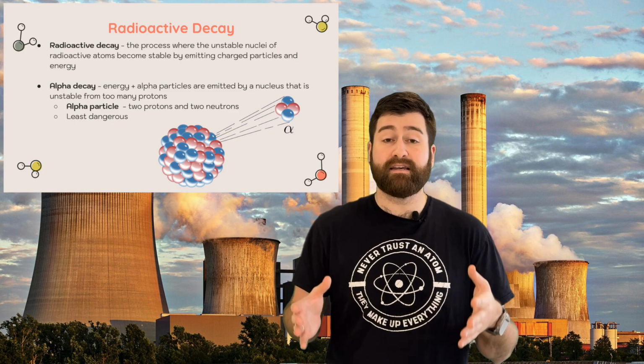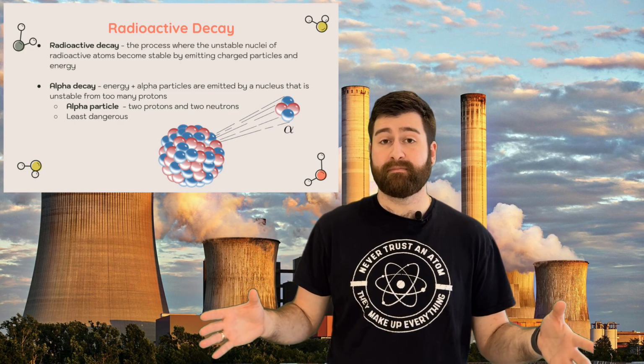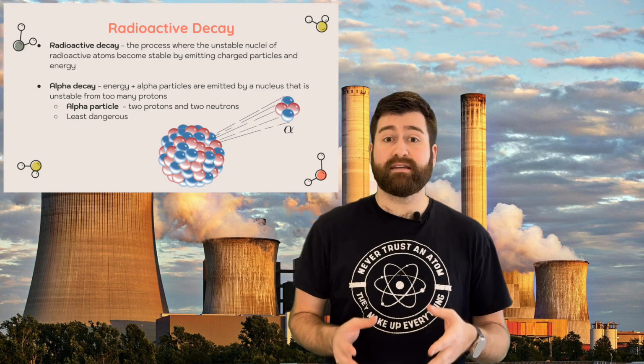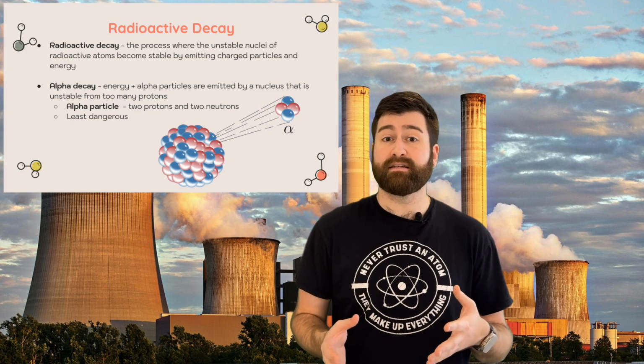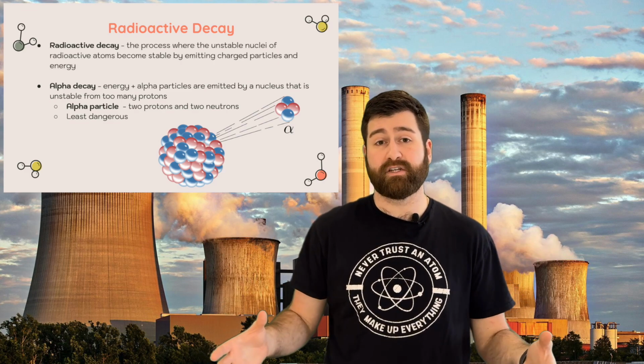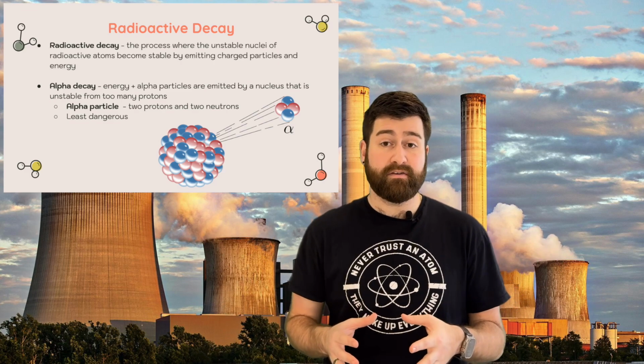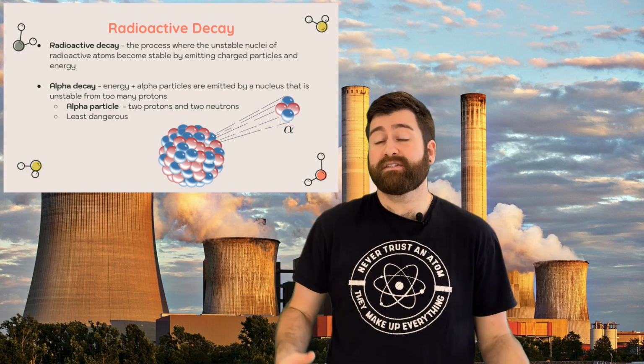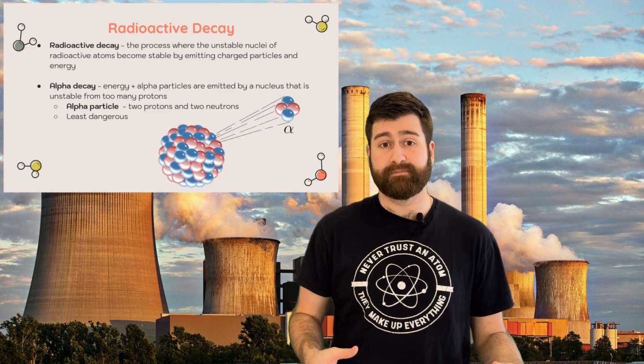Earlier I mentioned how radioactive isotopes emit radioactive particles from the nucleus. This process is known as radioactive decay. By definition, it is the process where the unstable nuclei of radioactive atoms become stable by emitting charged particles and energy. Similar to other things in science, there are multiple types of radioactive decay.